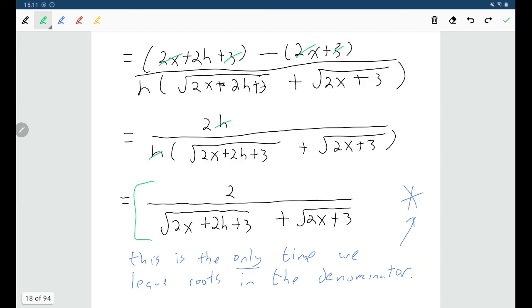So this, as I say, is the only place in this course where it's fine for you to leave roots in the denominator. And in fact, you kind of have to, because if you tried to get rid of those roots, that means you'd reintroduce the h that you just got rid of, and you basically would have undone all the work that you've done. So this is the spot where we'll end with this problem.